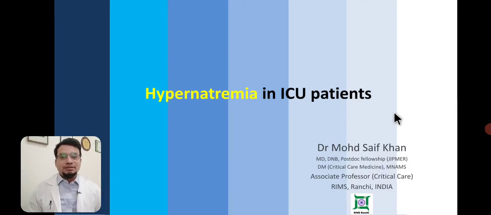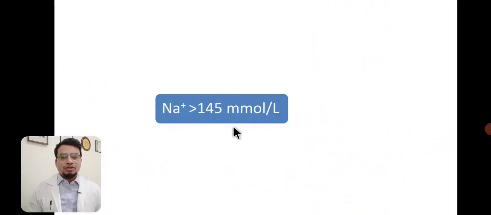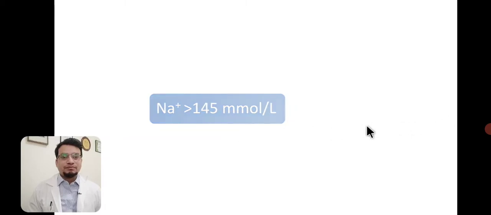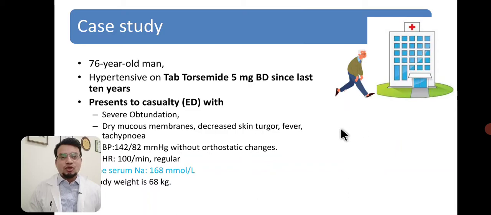Hypernatremia is defined as serum sodium of more than 145 millimole per liter. We will understand the various theoretical concepts of hypernatremia, presentation and treatment with an example. This is the case of a 76-year-old man who has been hypertensive for the last 10 years and on regular treatment with tablet torsemide 5 mg BD per oral, and he presented to casualty with severe obtundation.